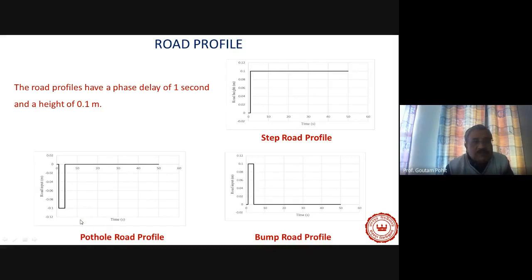Then, if there is a pothole, there is a coming down, but we have considered the ideal case. In an actual pothole, we will never get this kind of thing. And there is a bump road. If there is a bump, we have taken the bump. So these three road inputs we have given for the three types of dampers, and see how they respond.